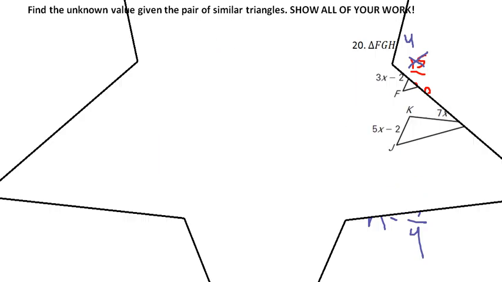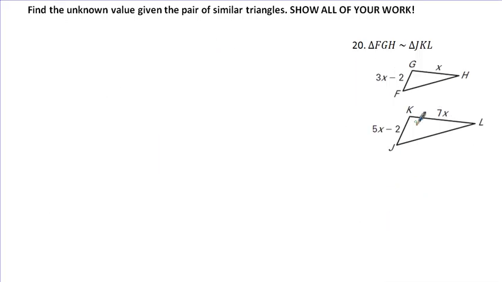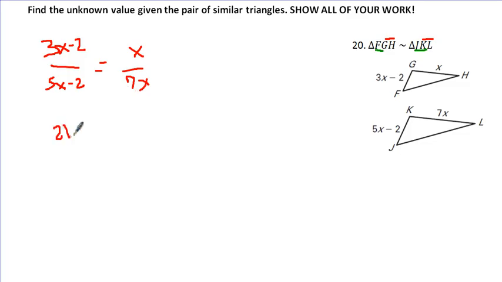Let's do one more, see if I can redeem myself from that last one. This is one of the trickier problems. You want to again set up what we know. FG to JK will line up, and GH and KL will line up. So FG, 3x minus 2 over 5x minus 2 is going to have to equal x over 7x. As you do your cross multiplying, it's going to equal 5x squared minus 2x.